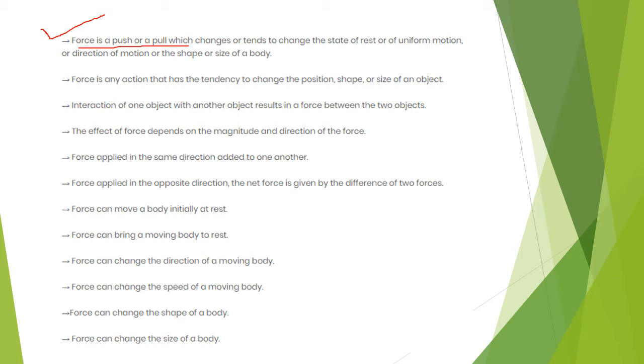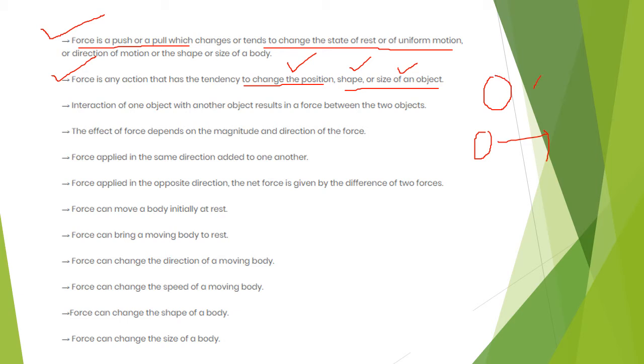Force is a push or a pull and changes the state of rest or of a uniform motion. Second one is force is any action that has tendency to change the position, shape or size of the object. What does it mean? So that means whenever the force is applied, shape can be changed, size can be changed and position can be changed. For example, if there is a ball, if you hit it, it will move to another place. If there is a balloon, if you squeeze it, it will shrink and become small in size. So there will be change in the shape as well as in the size.